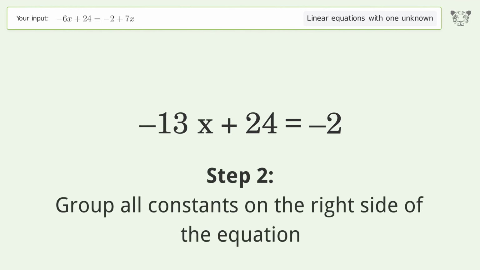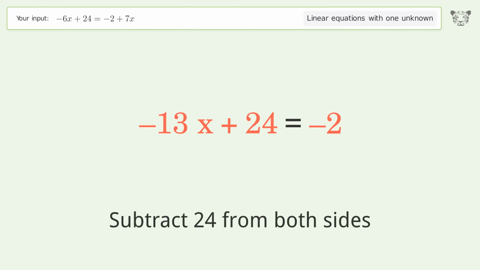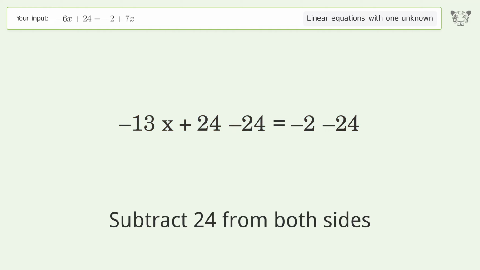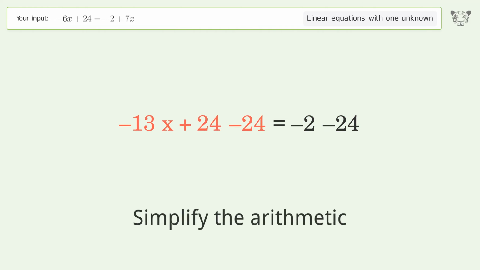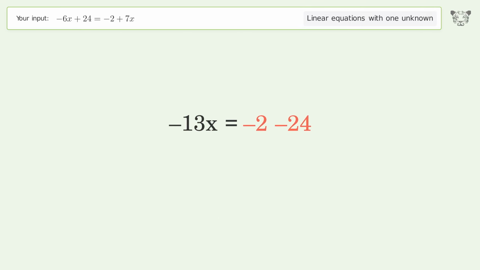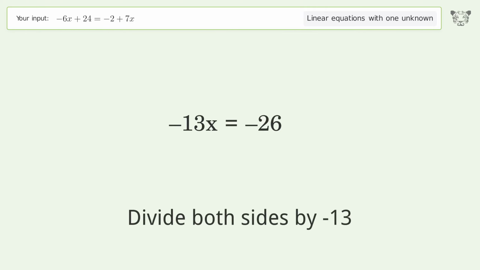Group all constants on the right side of the equation. Subtract 24 from both sides. Simplify the arithmetic. Isolate the x. Divide both sides by -13.